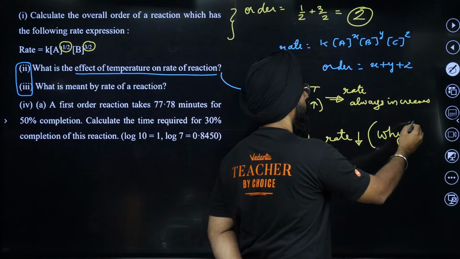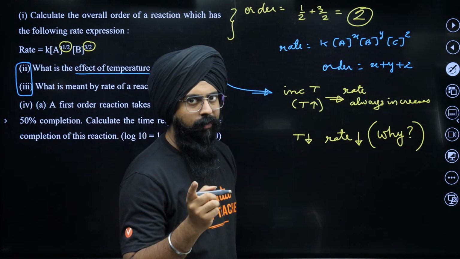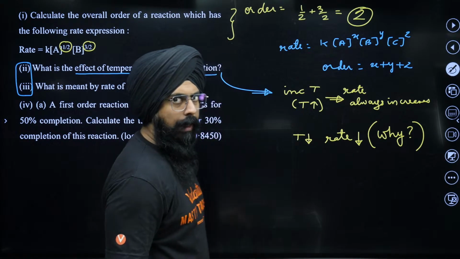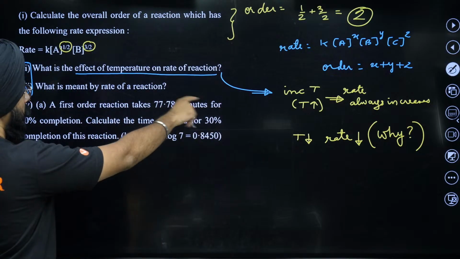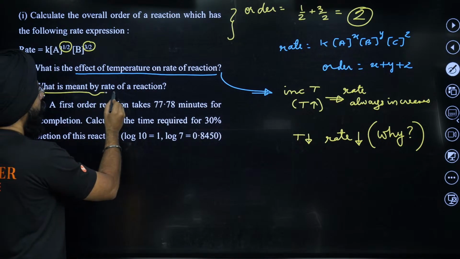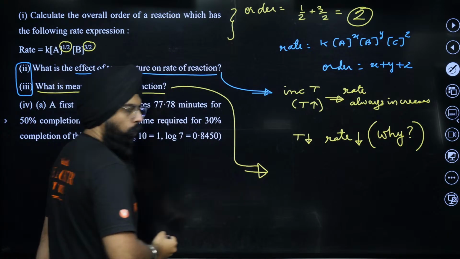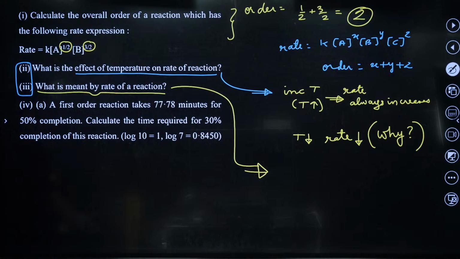Does anyone remember why does this happen? Maxwell-Boltzmann distribution. If you don't remember, I will explain this idea to you. But before we get into the explanation of that, can we define what is meant by the rate of a reaction? What do we mean by the rate of a reaction?